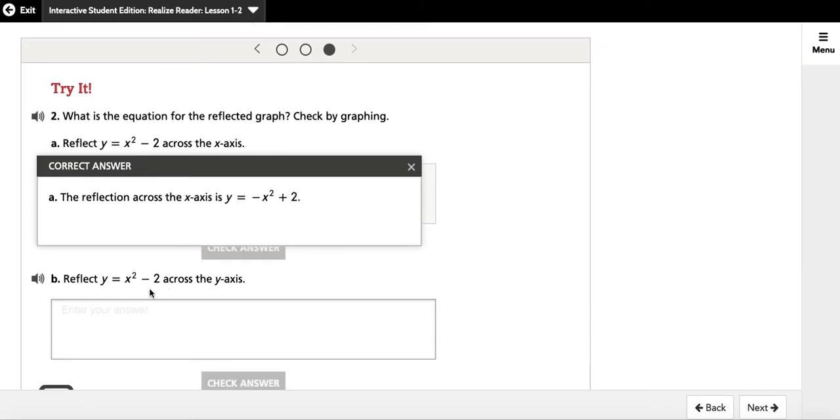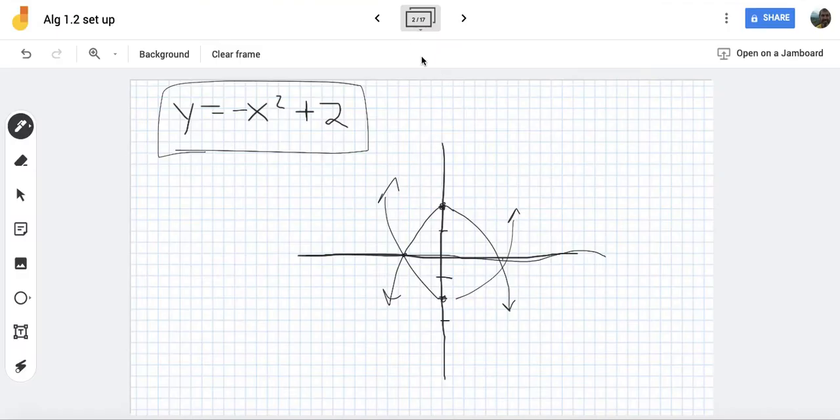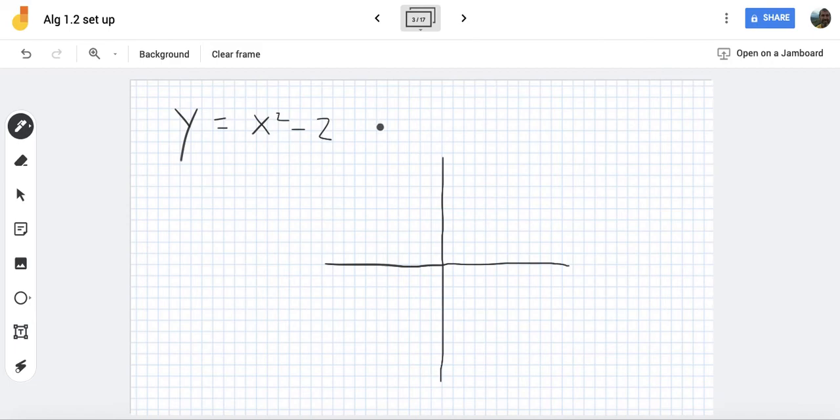Okay, now we're going to try this with the reflection about the y-axis. So if you want, I would start with another graph. Then I'm going to reflect it about the y-axis. Click pause, come back when you're ready. All right, y equals x squared minus 2. Whoops, that's not what it is. Right, it's 2 units down. 2 units down, I'll do a rough sketch. And it goes up that way, and it goes up that way.